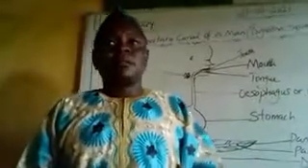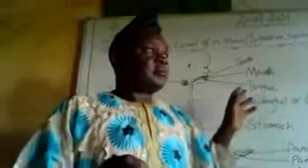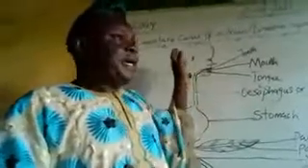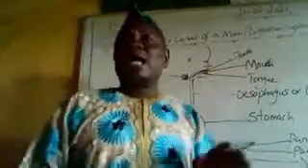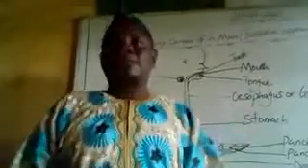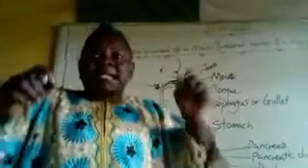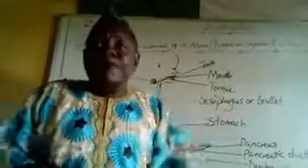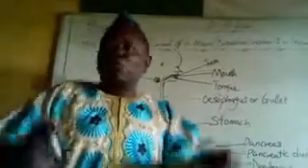Right now, I am going to explain the various organs in the alimentary canal of a man, the various organs in the digestive system of a man. I have drawn the diagram in the first place. At this point in time, I am going to explain the various organs one after the other.